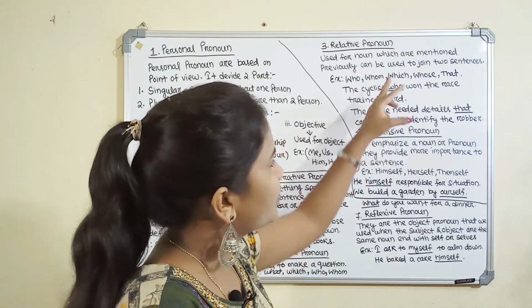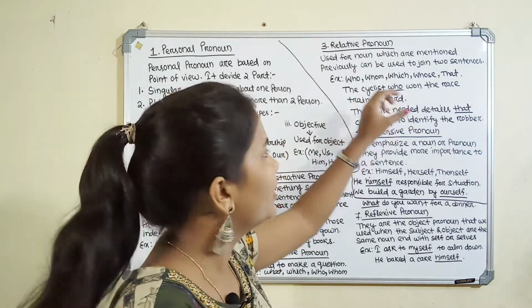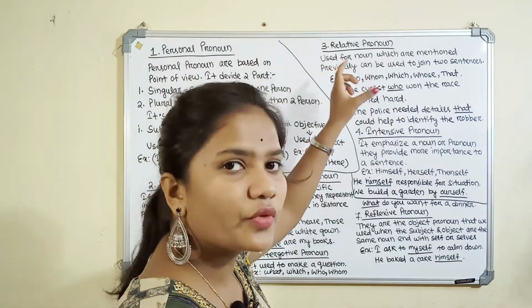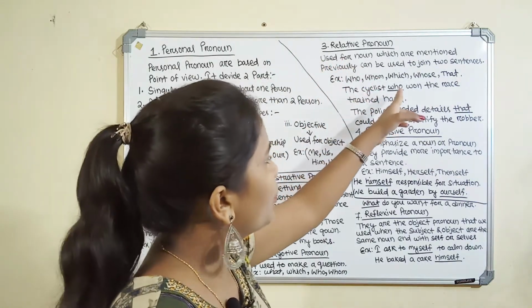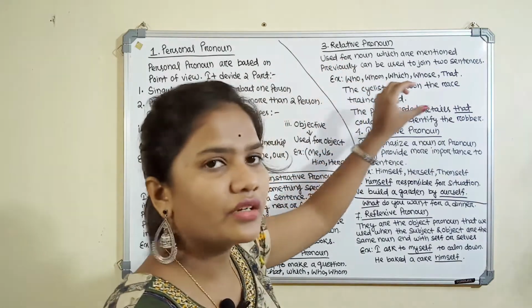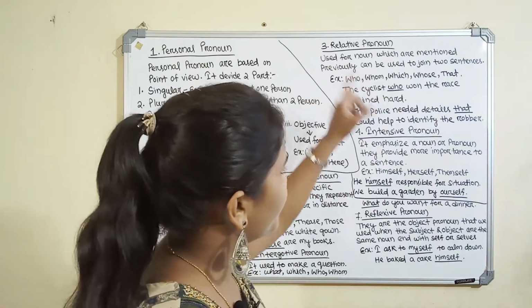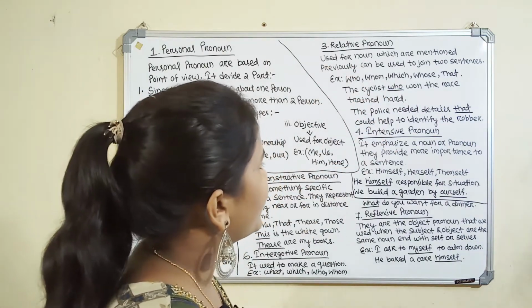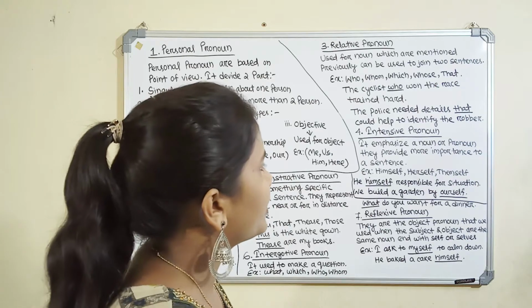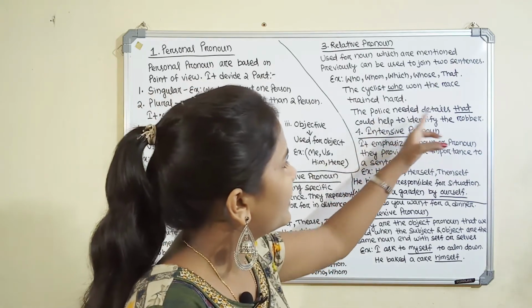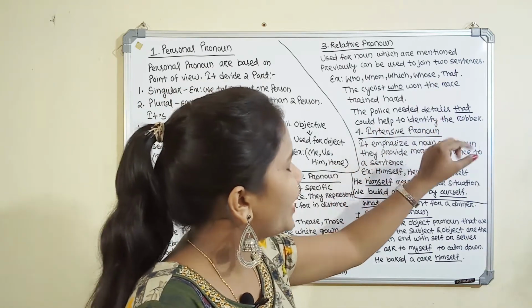Who joins the sentence, so it is a relative pronoun. I was saying the relative pronoun joins 2 sentences. Who is the word that joins the sentences. Who is the relative pronoun here. The police needed detail that could help to identify the robber.